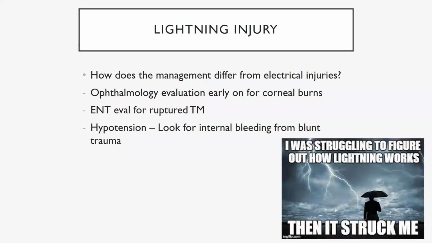But yeah, the things you want to look for in these patients are ophthalmology evaluation and ENT evaluation. And if these patients are hypotensive, be mindful that from the blunt trauma itself they might have had internal bleeding, so make sure you evaluate for that if you see any signs of hypotension.